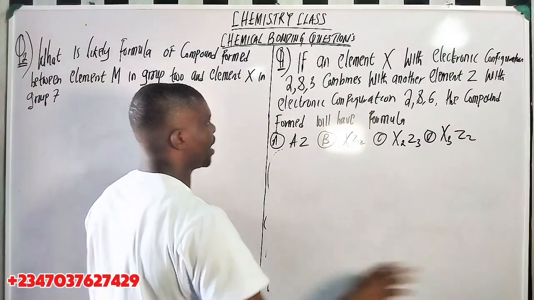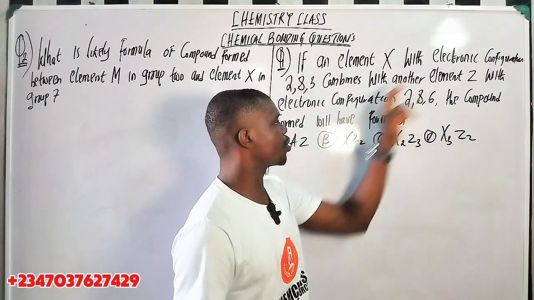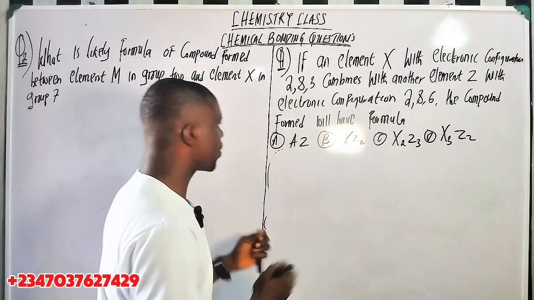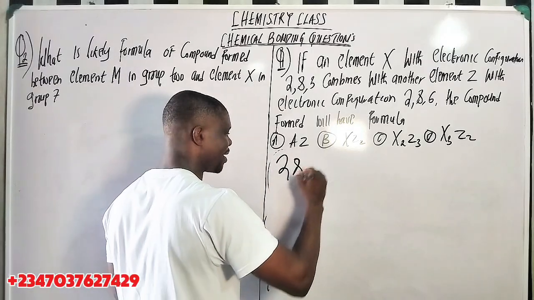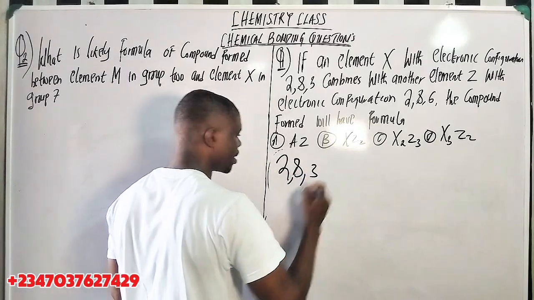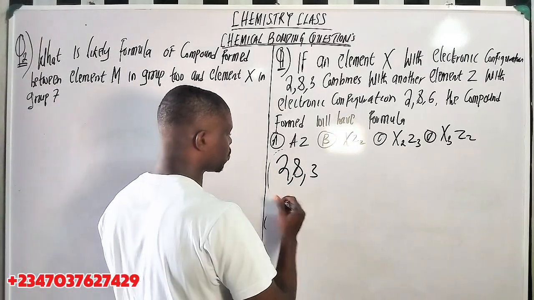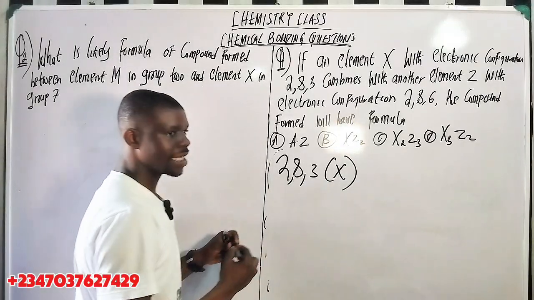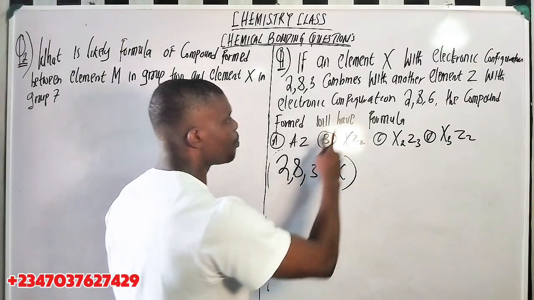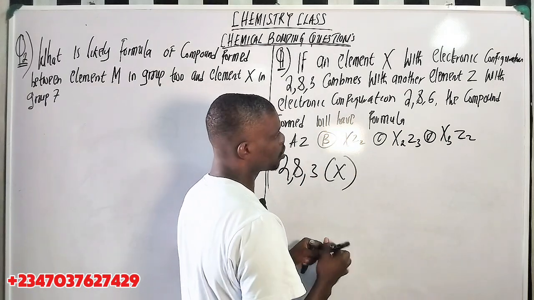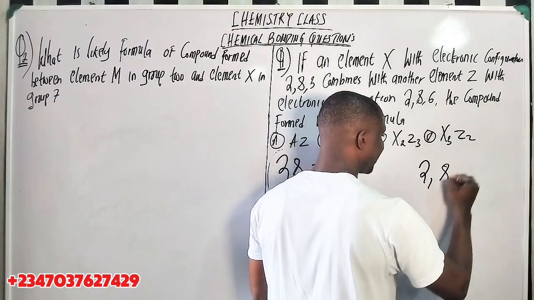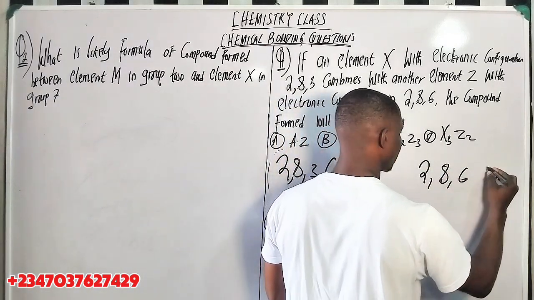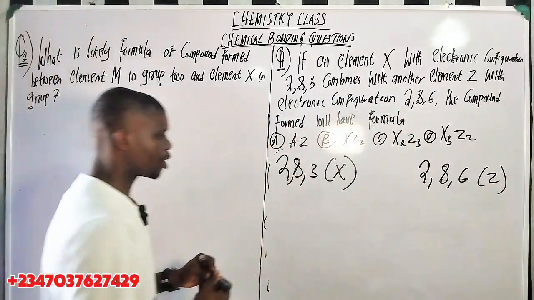So if you check very well, an element X with the electronic configuration, you look at the electronic configuration here. So you have 2, 8, 3. Now they say that the element is X, right? The element here is X, combined with another element Z, which has electronic configuration 2, 8, 6. Here is Z. Good. Now look at something here.